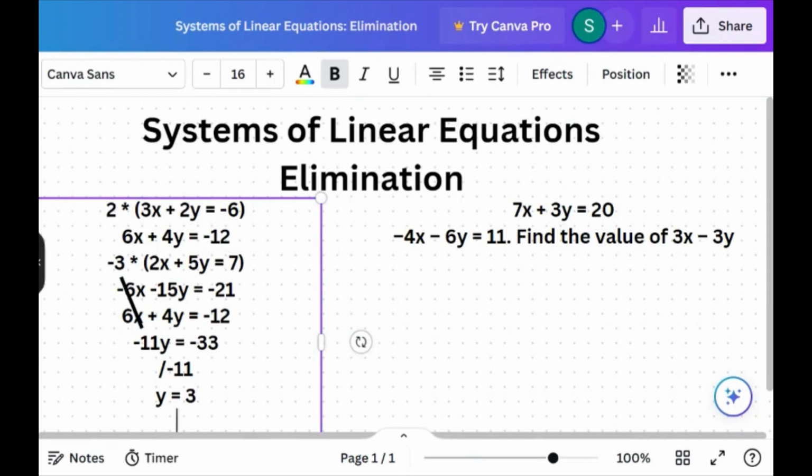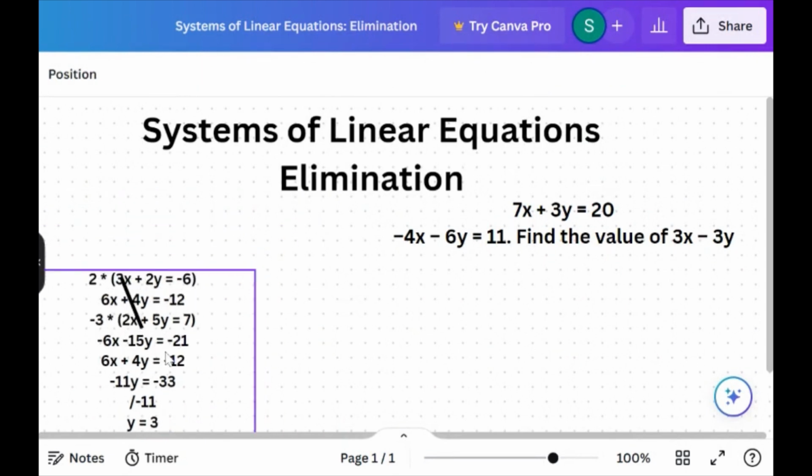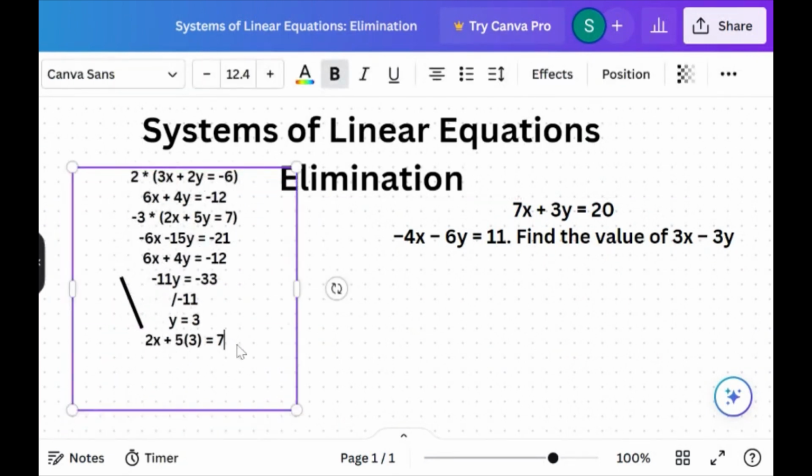So I'm going to put the 3 in the second equation just because it has all positive numbers and I don't want to deal with negative numbers. So 2x, and I realize how I wrote down 2x and not 2 times 3, because keep in mind the 3 that we found here is your y value. So we do plus 5 times 3 is equal to 7, and then we have 2x plus 15 is equal to 7.